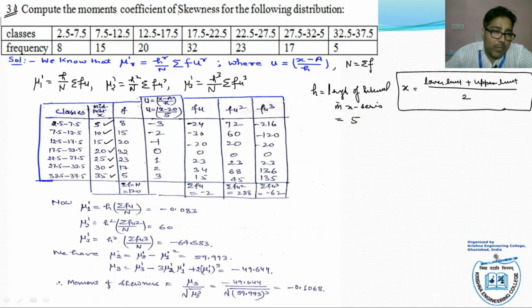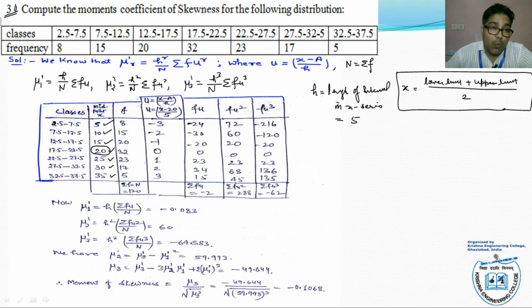Here the number of data given is 1, 2, 3, 4, 5, 6, 7. The number of data given is odd, so there is only one middle term. The middle term here is 20, which is the arbitrary number. In general we take the middle term as a. Clear? So u is equal to x minus 20 upon 5.